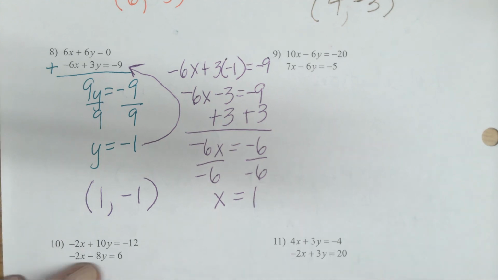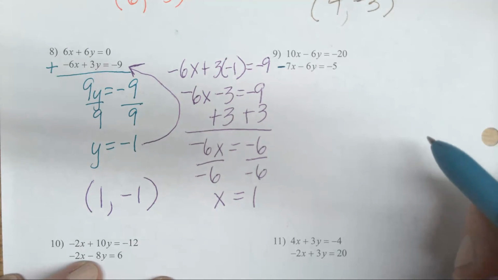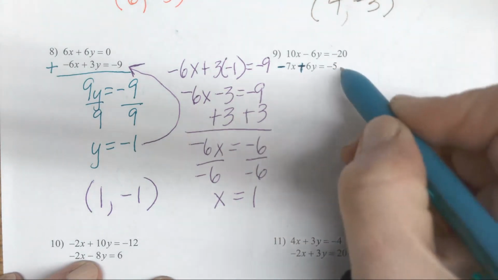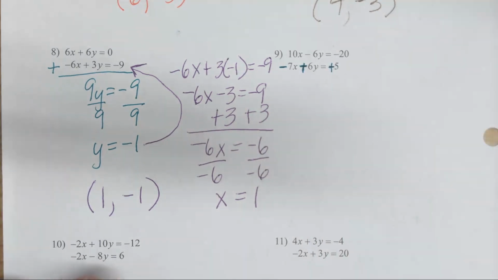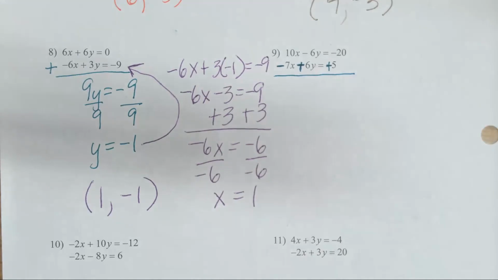I just go through and the positive 7 becomes negative, the negative 6y becomes positive, and the negative 5 becomes positive 5. That quick fix is all I need. As long as I change all the signs, I'm safe to do it. Once I've done that, now I have exact opposites. What do I do? Add them together.